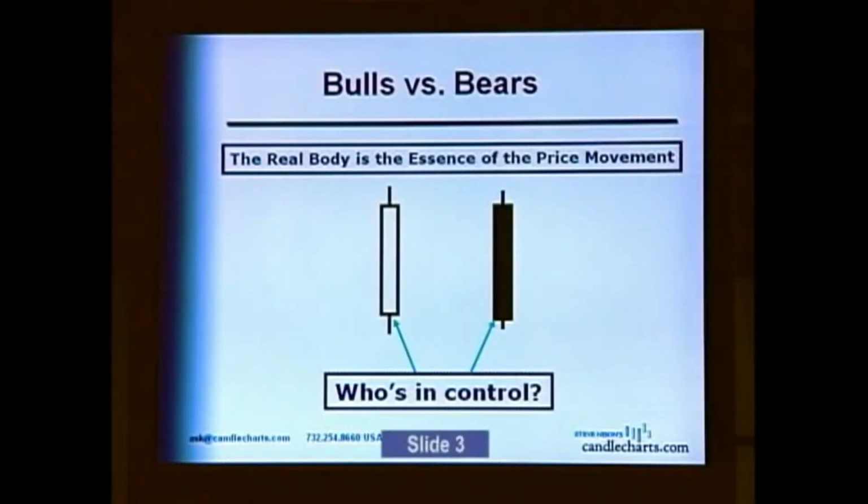Now, how can we use the candlestick lines? We're going to start looking at single candlestick lines. The Japanese will say the real body is the essence of the price movement. And that's a really exciting concept, because what the candlestick line shows is the force behind the move. If we have a long white real body, who's in charge? The bulls, right. A long black real body, obviously the bears are in charge.